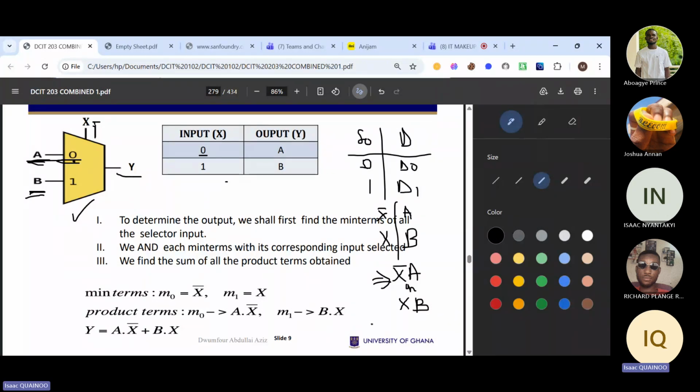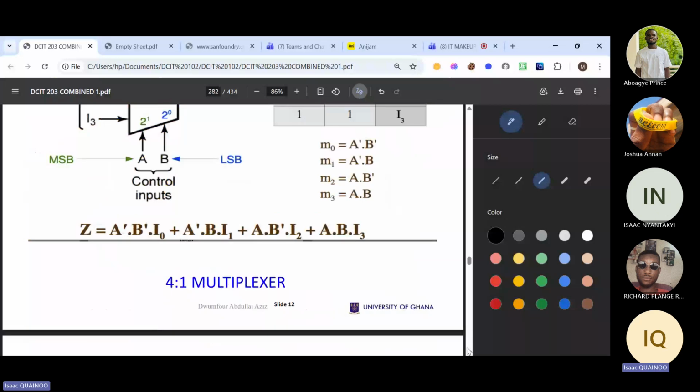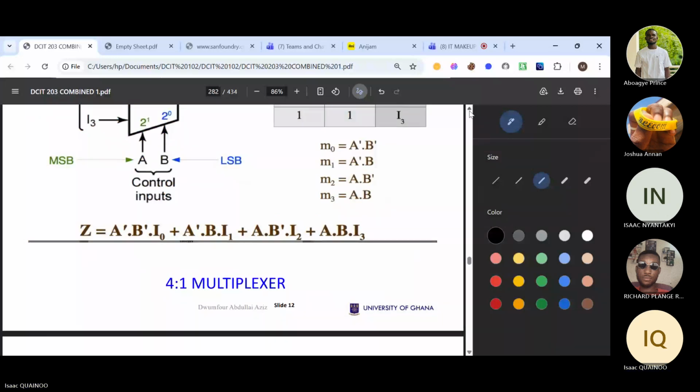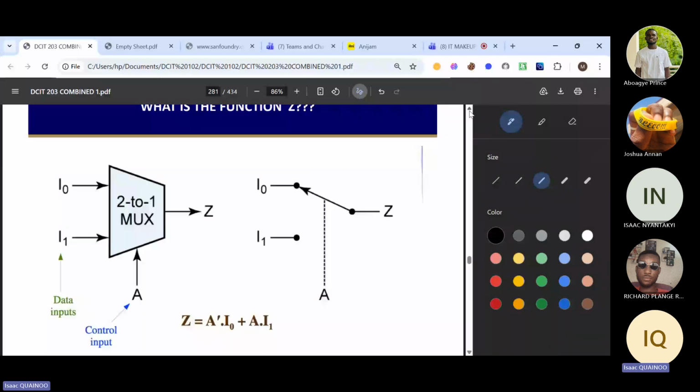So that means that our final logic expression is going to be X prime A plus X B, okay? So you can proceed to draw the diagram for this. And our diagram is going to look like this.